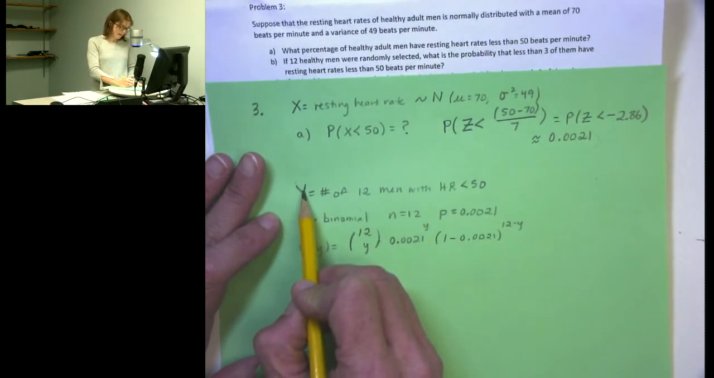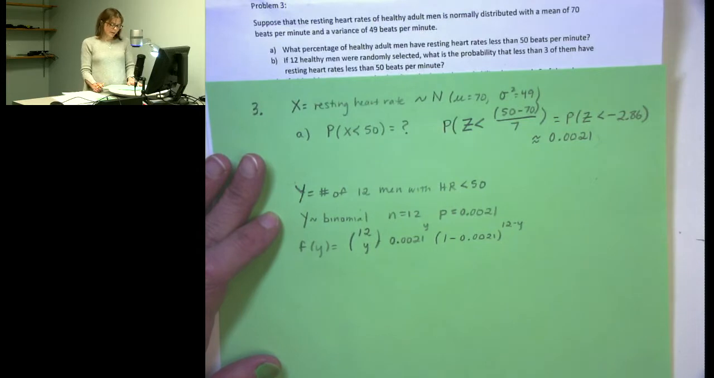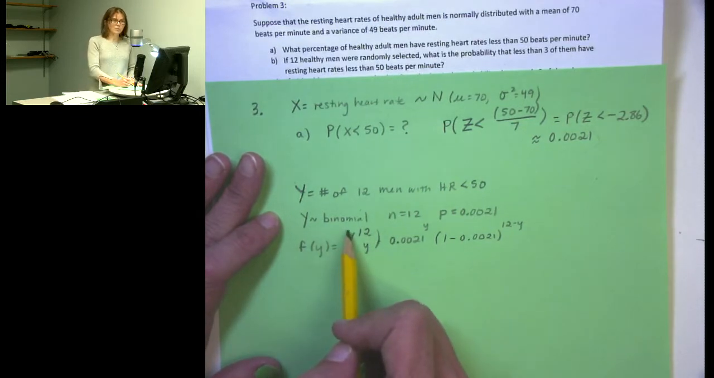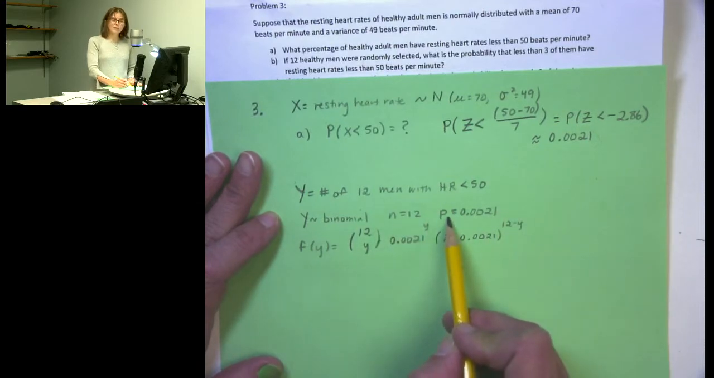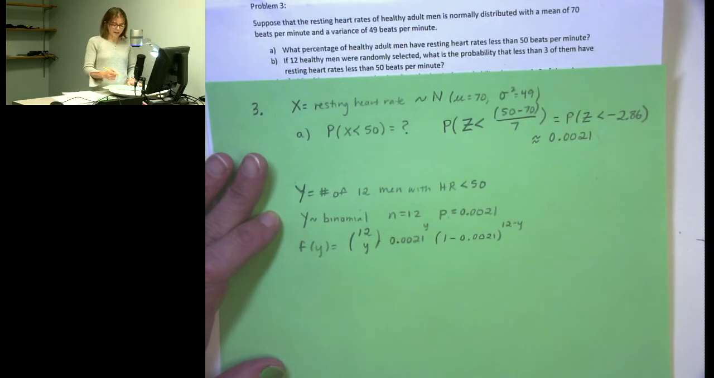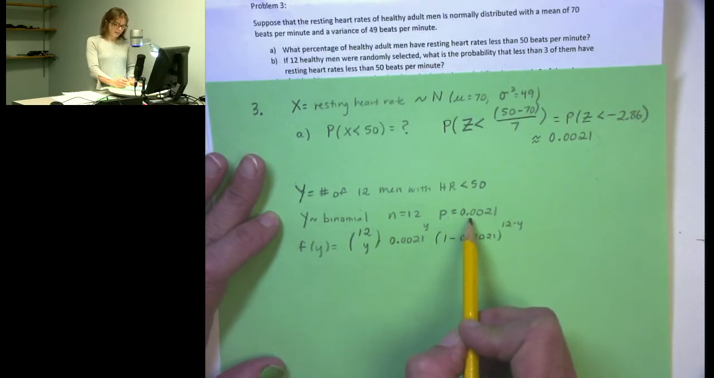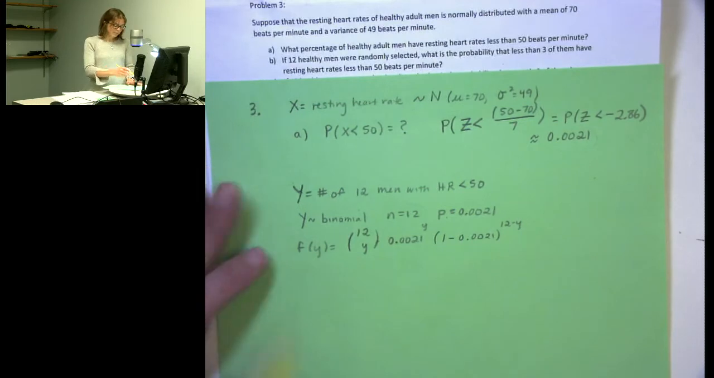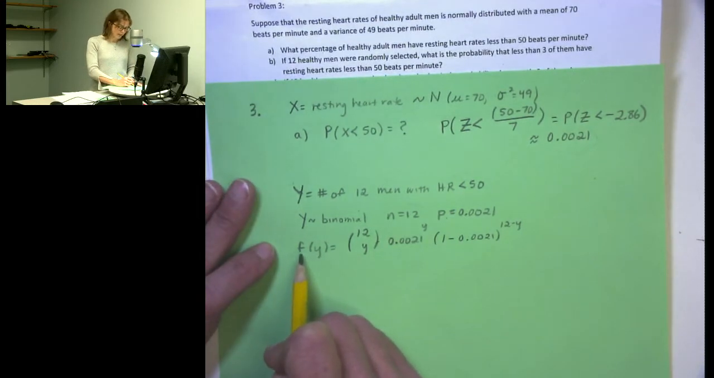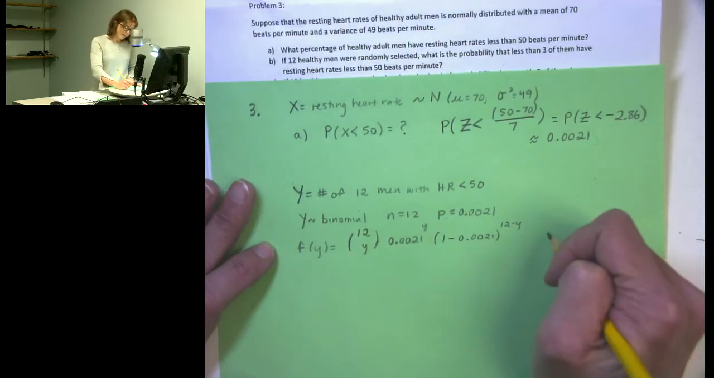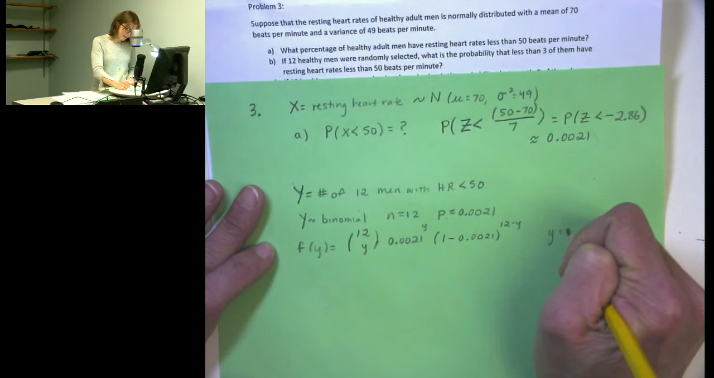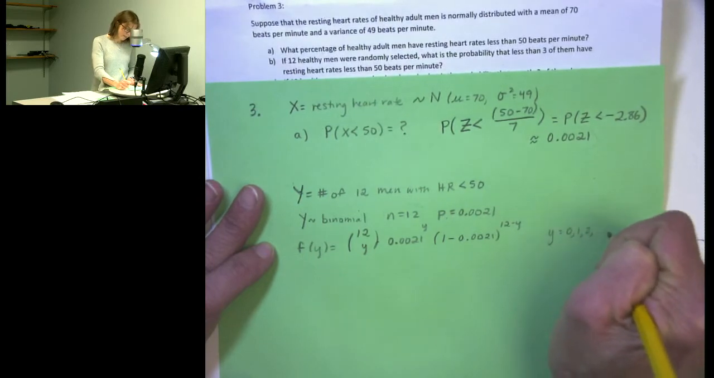So Y, the number of the 12 men with heart rates less than 50, is going to have a binomial distribution. Our fixed number of trials is our sample size 12, and our probability of finding that each of those men has a heart rate less than 50 is 0.0021. And so we have this probability mass function, f of y equals 12 choose y times 0.0021 to the y power times 1 minus 0.0021 to the 12 minus y power. And y can take values from 0 up to 12.